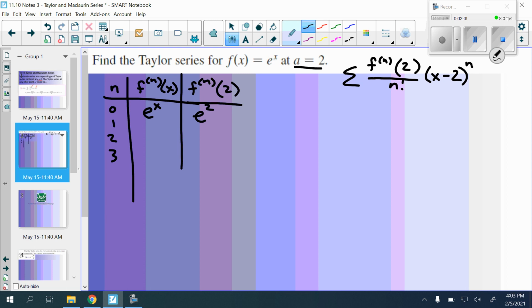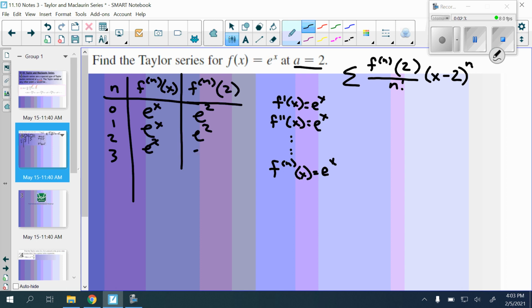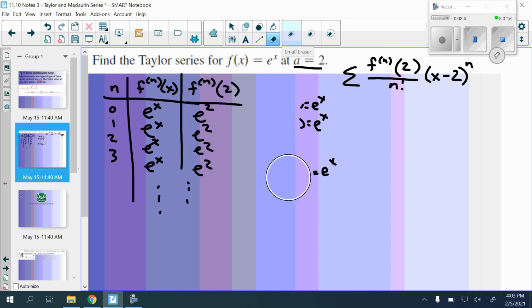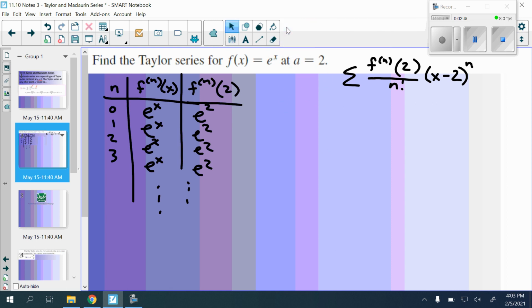If we did the first derivative of this function, we'd get e to the x. If we did the second derivative, we get e to the x. This is a nice one to look at first because every derivative, doesn't matter which derivative we're looking at, is going to remain e to the x. So the first derivative is e to the x, evaluated at 2 is going to be e squared. The second derivative is e to the x, evaluated at 2, e squared, and that's just going to continue on down. All right, so if we start filling this in now, let's see what this Taylor series looks like.